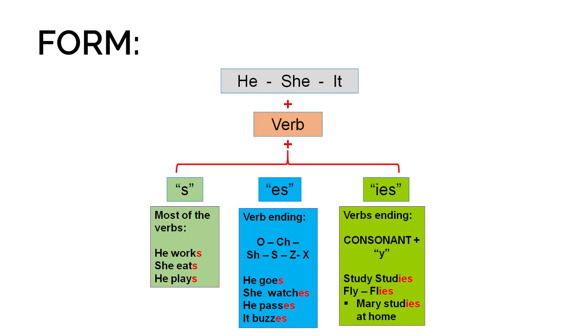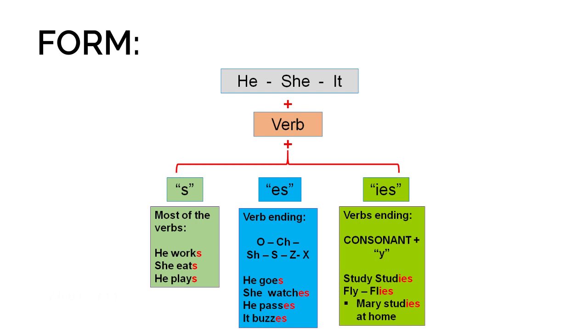However, for he, she, and it, the verb takes S. But there are little distinctions. Most verbs take only S. Like in here, he works, she eats, and he plays.